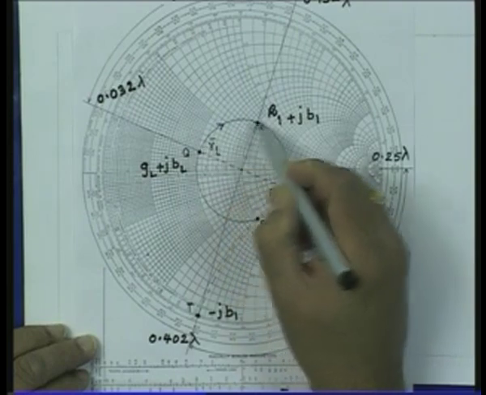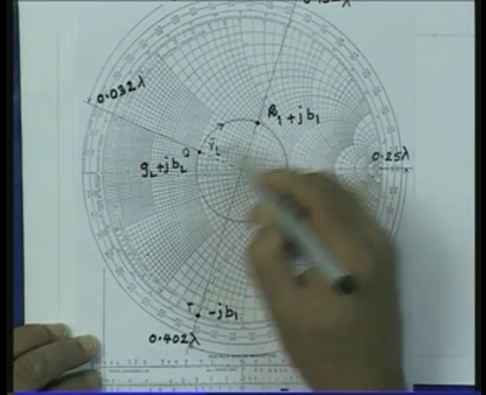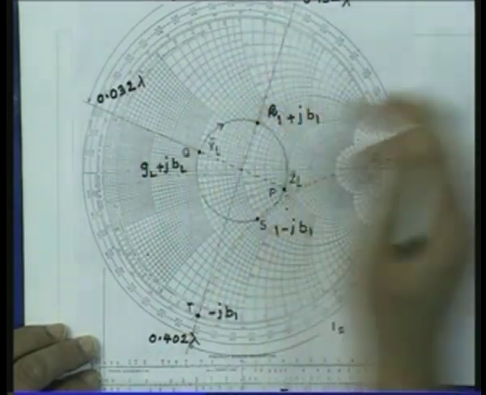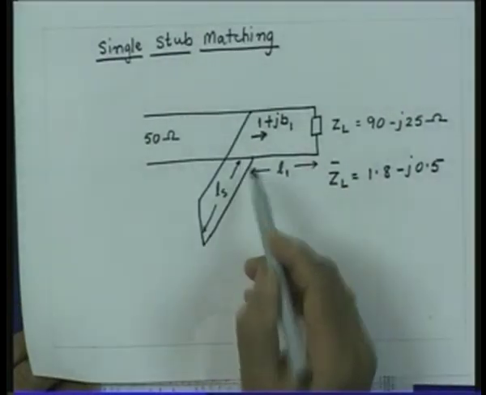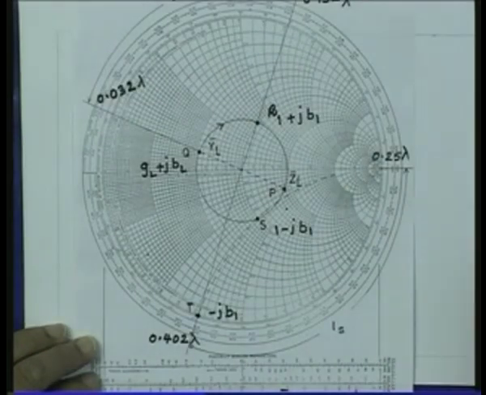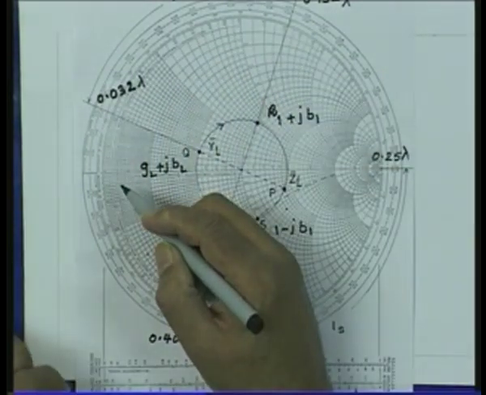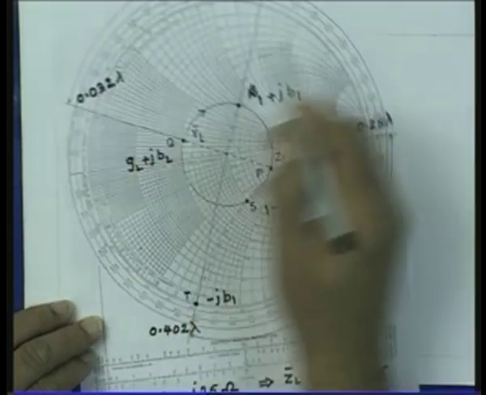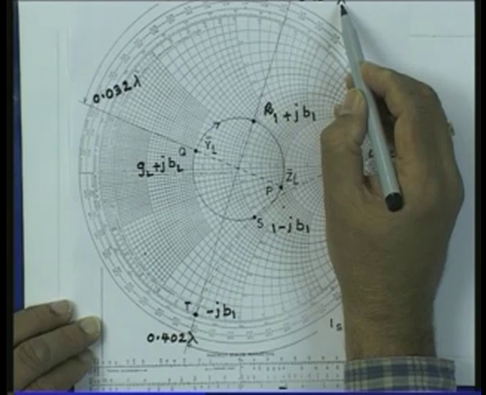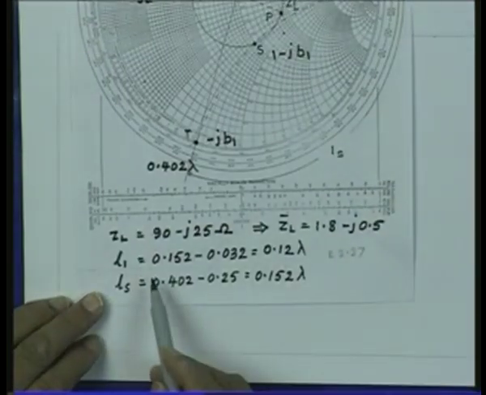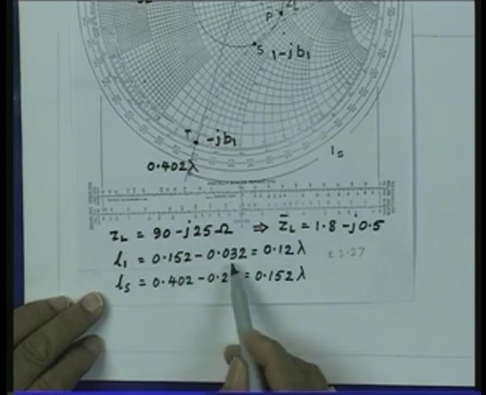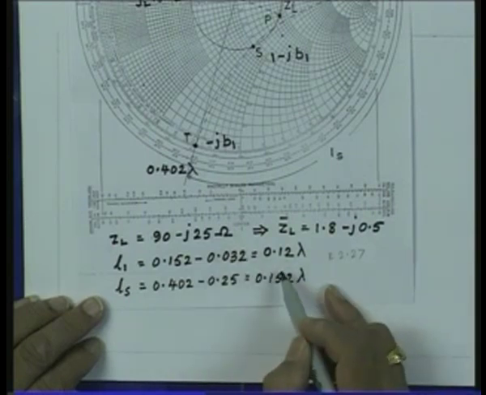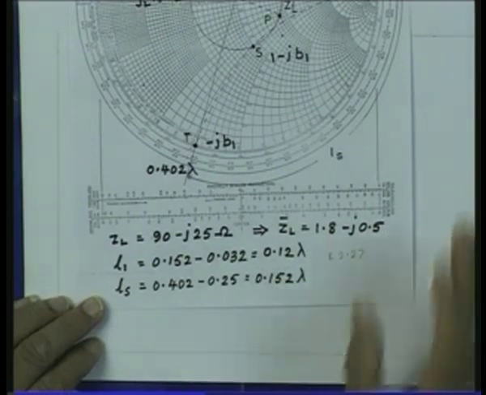How do I get the length or the location of this point? I just draw the radius vectors passing through these 2 points. That is the length L1 on the main transmission line. So, again I can read off the values of the length which are marked on the Smith chart. This location corresponds to 0.032 lambda, and this is 0.152 lambda. I get a length L1 which is 0.152 minus 0.032, equal to 0.12 lambda. So, the location of the stub is 0.12 lambda from the load.